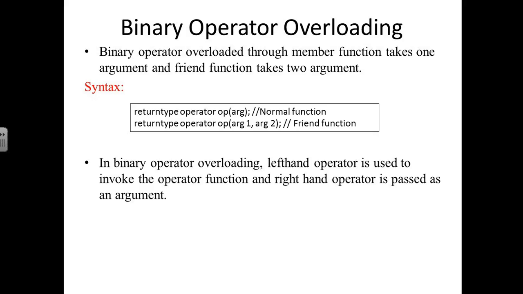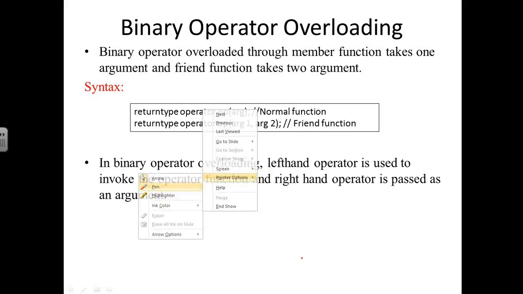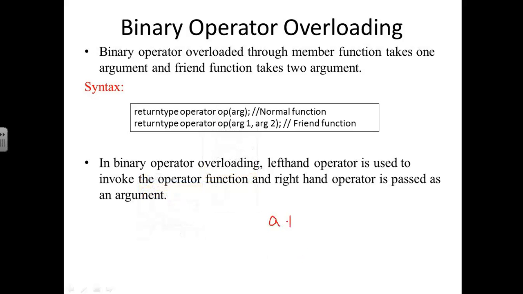Since binary operator overloading has two operands, the operator goes in the middle. The left hand operand is used to invoke the operator function. For example, if it is a plus b, here a is the left hand operand. Let me write it. So if I have a plus b, the left hand operand is used to invoke the operator function, since we are going to perform addition. To invoke the particular operator function we use the left hand operand, and the right hand operand is passed as an argument.